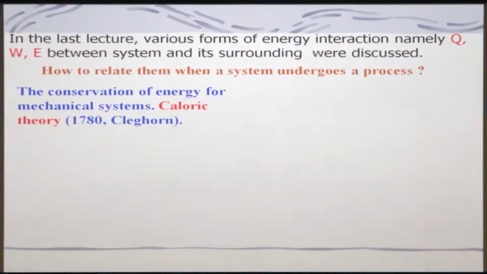But I will first give you a little bit of historical perspective. Till 1780, when Cleghorn gave a theory known as the caloric theory. Before that, the conservation of energy was known for mechanical systems, but people did not have much idea about what heat is. Cleghorn was the first person to give a theory, the caloric theory. According to this, heat is like an elastic fluid having no weight, and it is conserved.